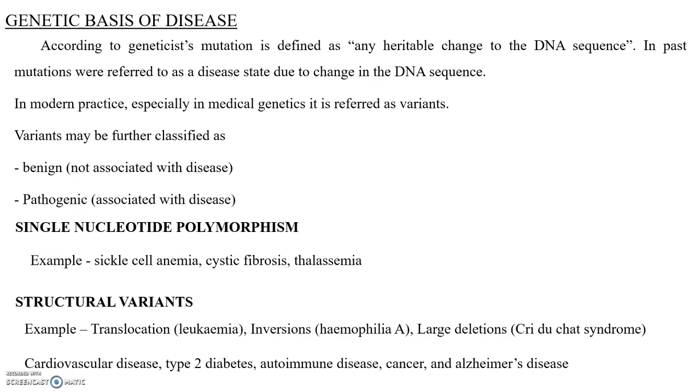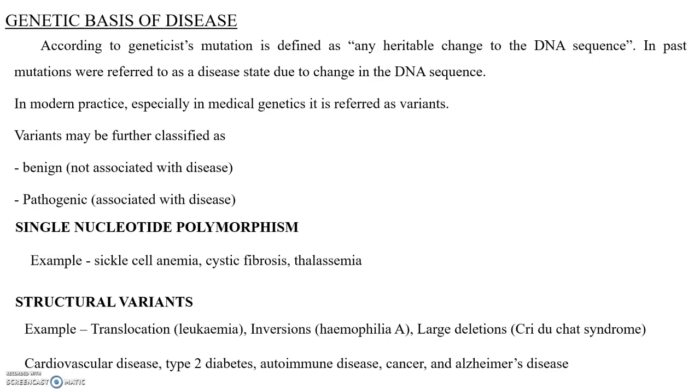Genetic basis of disease. Most genetic diseases are thought to be due to rare single gene disorders such as cancer, hemophilia, or phenylketonuria. Even though they are thought to be rare, nearly 1 in 17 persons are affected by them. According to geneticists, mutation is defined as any heritable change to the DNA sequence. But in the past, we thought that mutation means a disease state due to a change in DNA sequence. In modern practice, mutation is commonly referred to as variants. These variants may be of two types, that is, benign or pathogenic.